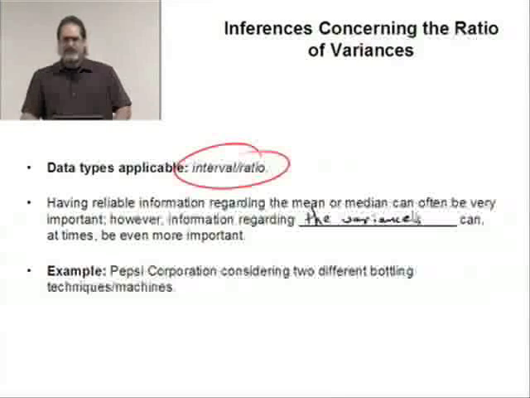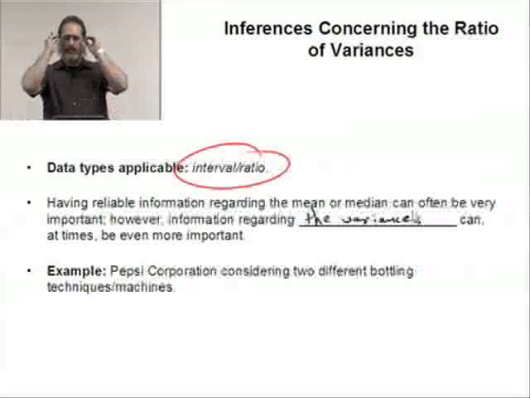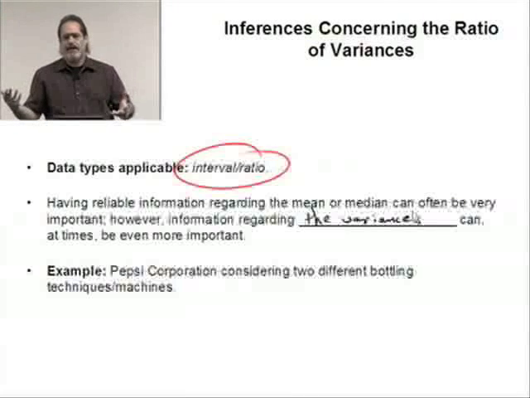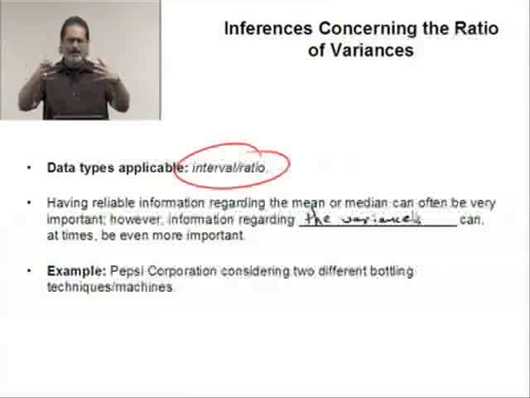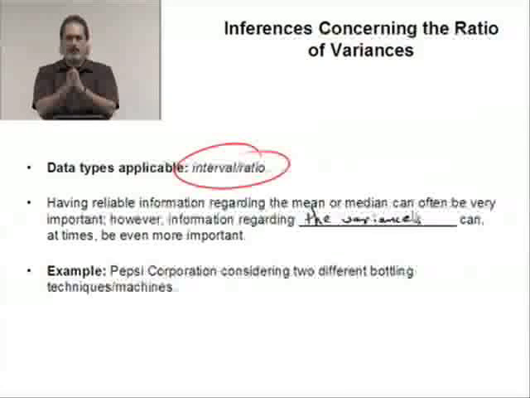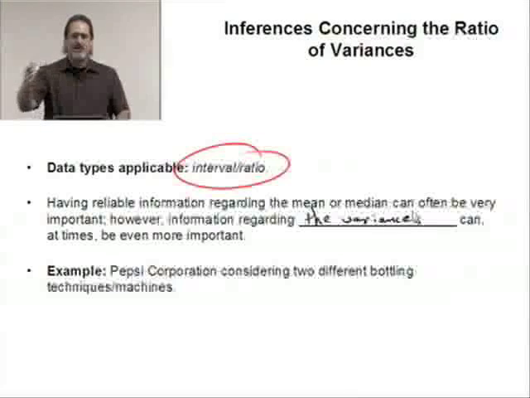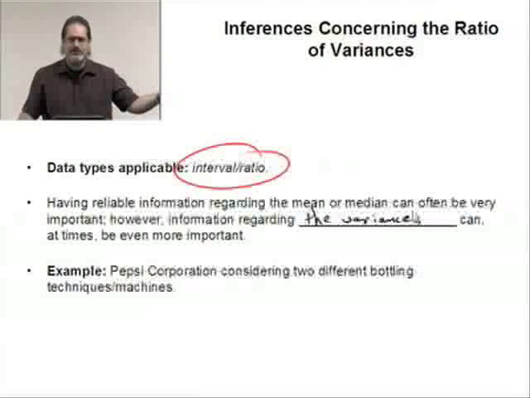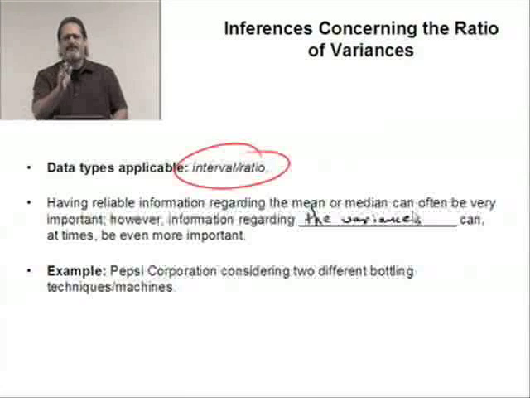Now, a very common example would be, take a look at Pepsi Corporation. They're bottling, say, 12-ounce bottles of soda. And for them, not only do they need the mean, the average, to be 12 ounces or incredibly close to it. I mean, they can't go out with an average of 11 ounces and advertising 12 ounces. They end up with a class action suit. So they have to have 12 ounces or incredibly close to it. That's just the start of it.